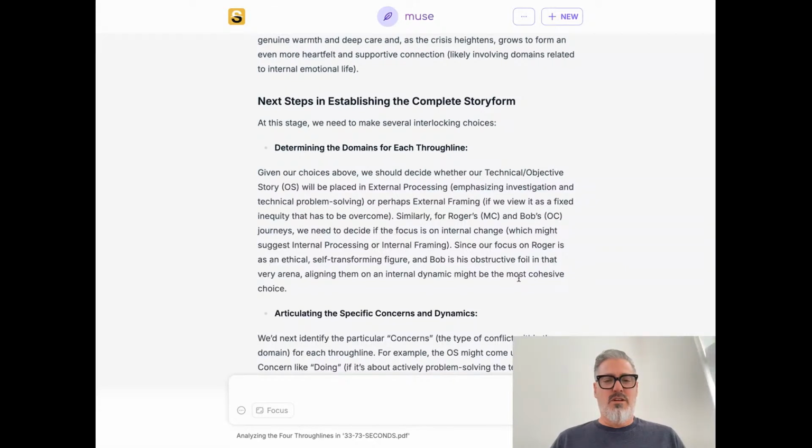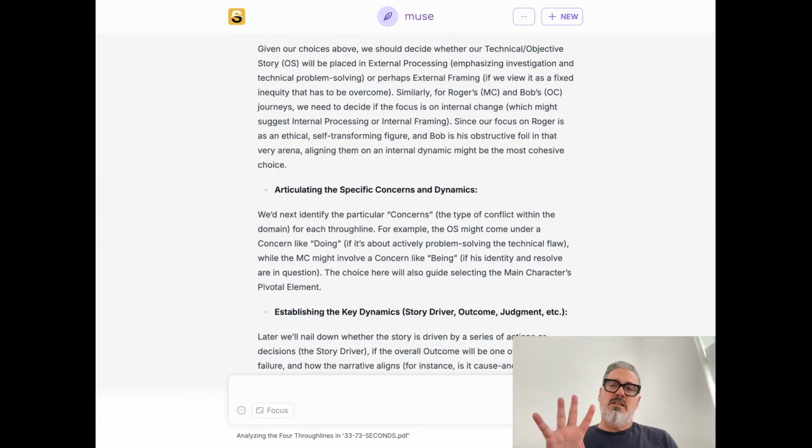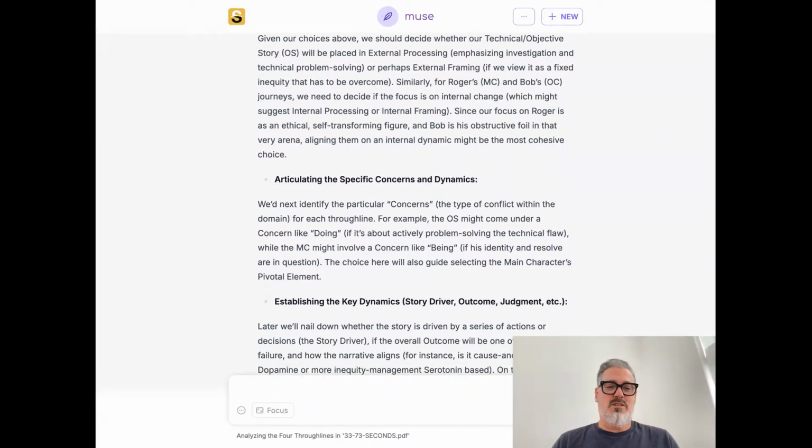Similarly, for Roger, we need to decide to focus on internal change. So our focus on Roger is an ethical self-transforming figure, and Bob is his obstructive foil. Aligning them on an internal dynamic might be the most cohesive choice. So the next step would be then to narrow the field down. In Dramatica, these are called concerns. Now we're narrowing the field of conflict in those four areas. We'll next identify the particular concerns. For example, the OS might come under a concern like doing, while the MC might involve a concern like being. Nope, those don't sound right.